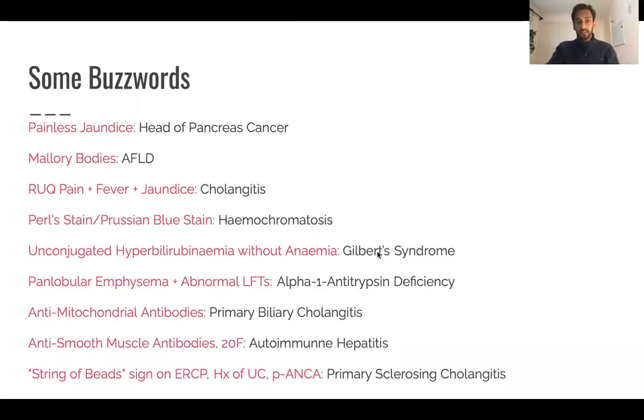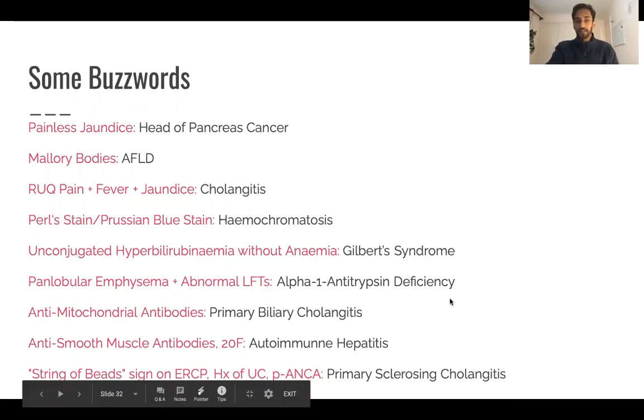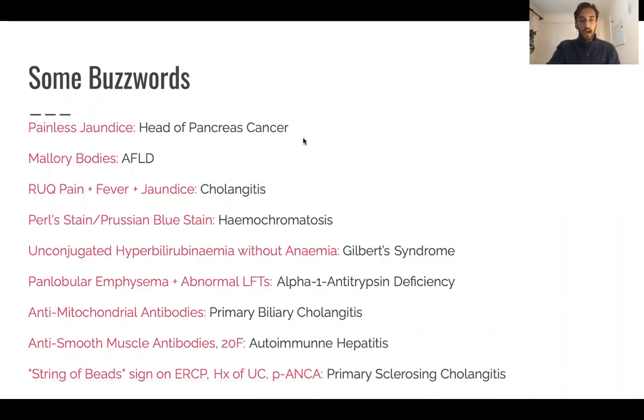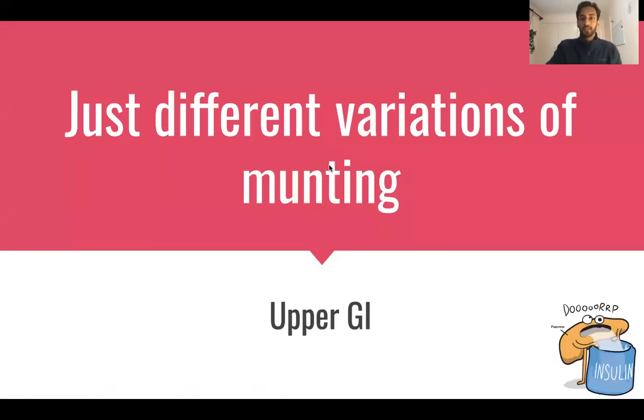These are some buzzwords. I'm not going to go through all of them. You can look at the slides later. But the main things to look out for, these bottom three here are real classic PATH presentations. And those are the main things that you need to watch out for. And these buzzwords are pretty accurate, high sensitivity, high specificity buzzwords. So you should be pretty good using them.